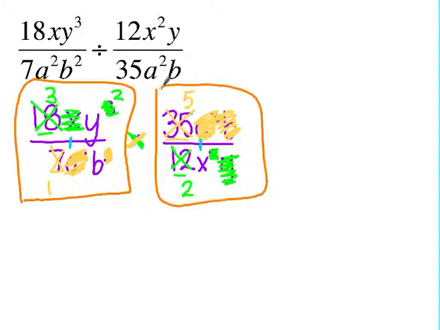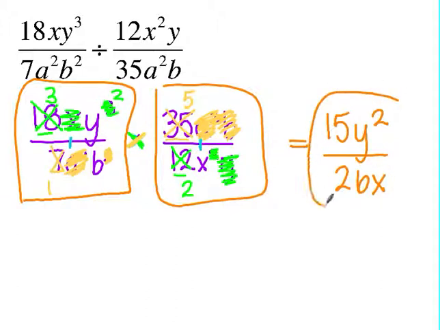So now I need to combine them. On the top, 3 times 5 is 15y squared over 2bx. Very good. Biggest thing there is trying to keep everything straight. Okay, but that's where we're eventually going.